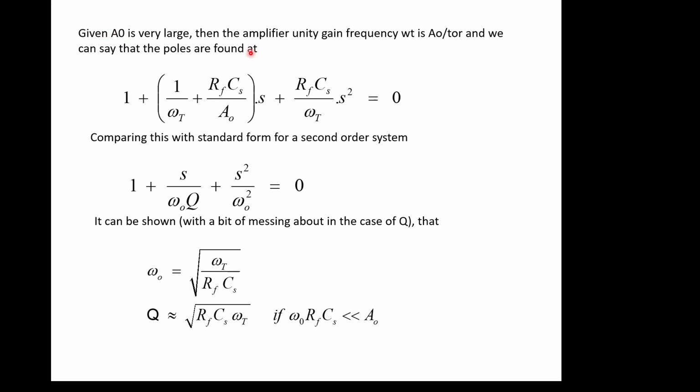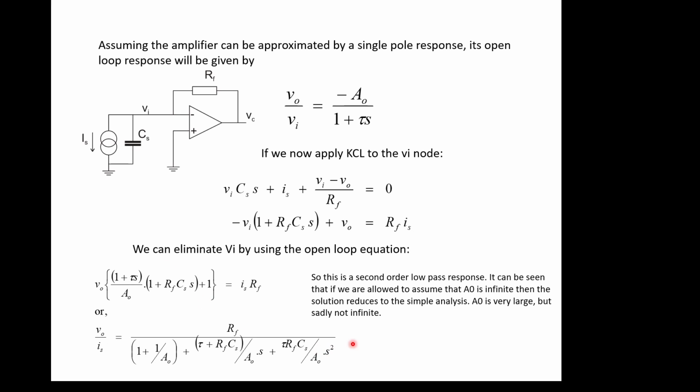Given that A0 is very large, then the amplifier unity gain frequency, omega T, is A0 over tau, where tau is the time constant of the system. And then we can say that the poles are found at the denominator of the previous equation. So this one here, just take the denominator bit.